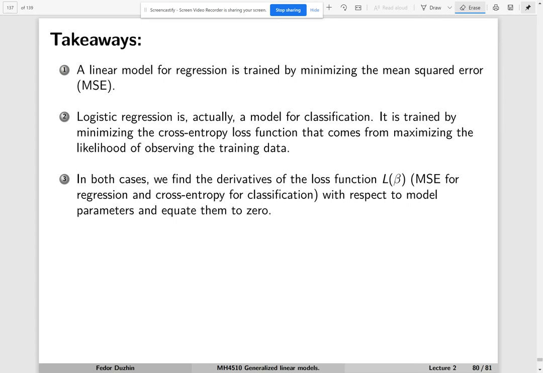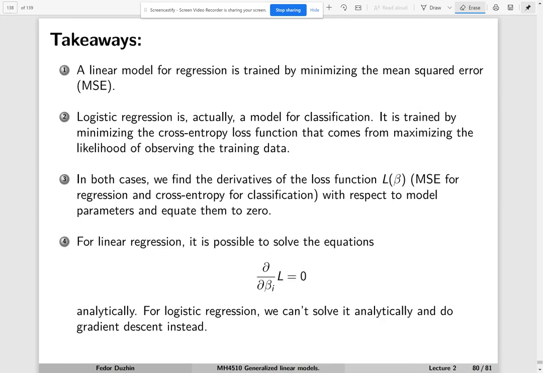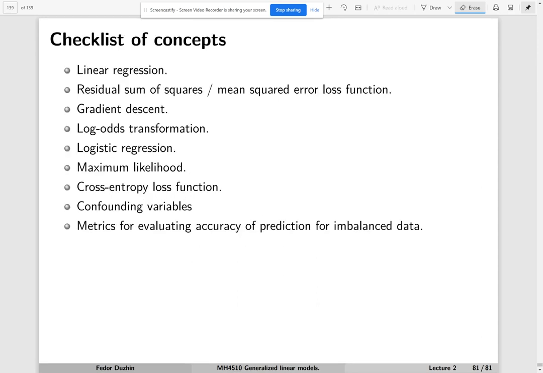And this is basically how deep learning works too. So huge artificial neural networks are trained in exactly the same way. But for linear regression, it is possible to solve these equations explicitly and analytically. For logistic regression, we can't solve them analytically, so we do gradient descent instead. And just for your information, for huge deep learning models, it's the same thing. They do gradient descent.